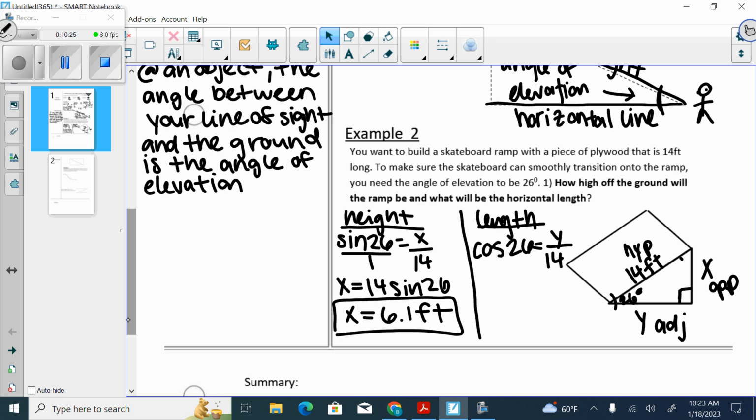And what do we do to solve? Y over 14. So we are going to have 14 times cosine of 26, right? And what is 14 times cosine of 26? Go.